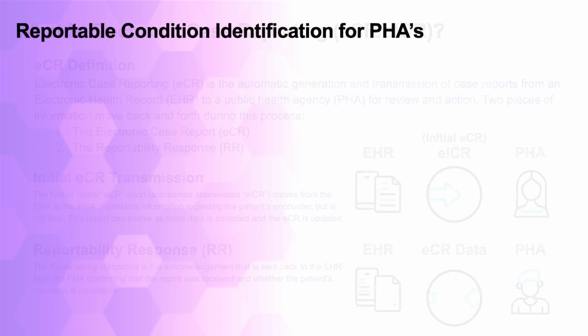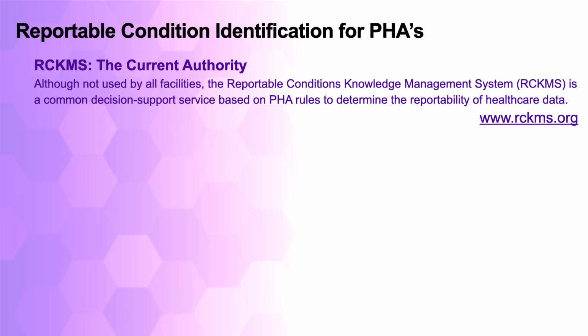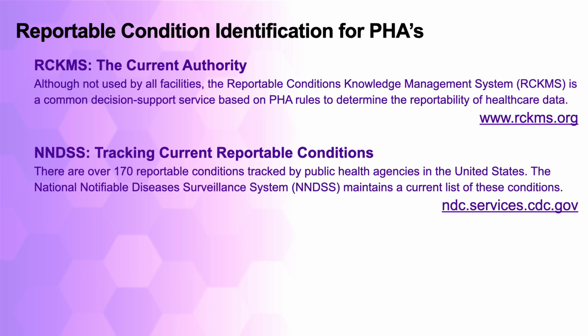The Reportable Conditions Knowledge Management System, also known as RCKMS, is the current authoritative decision support service that uses PHA rules to determine the reportability of healthcare data. Although not every jurisdiction uses RCKMS, it has significant advantages over alternative methods used in the past. More information about RCKMS can be found at www.rckms.org. Currently, there are over 170 reportable conditions tracked by public health agencies in the United States.